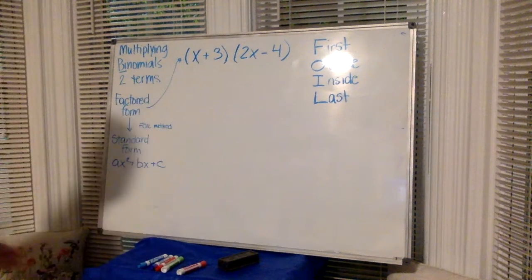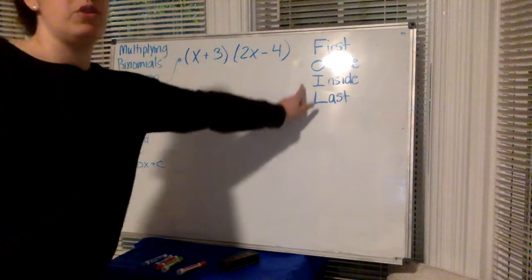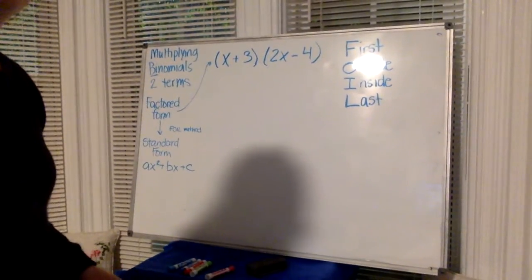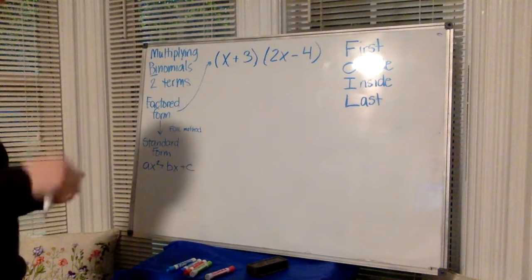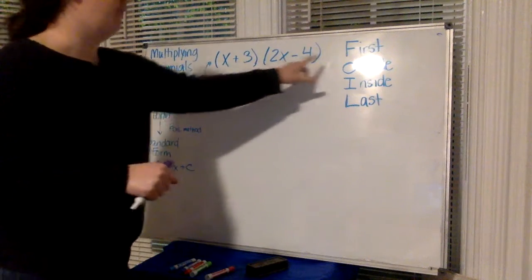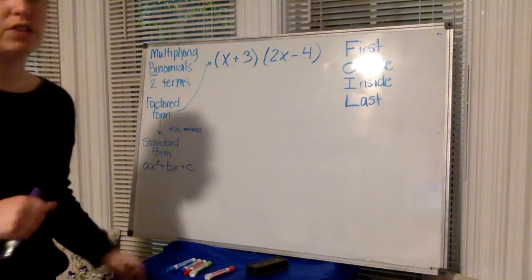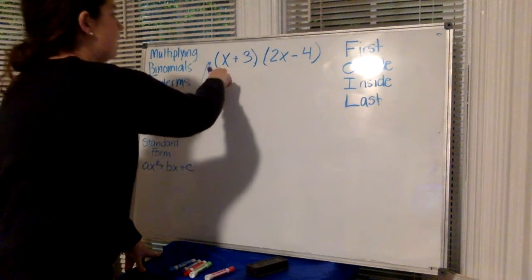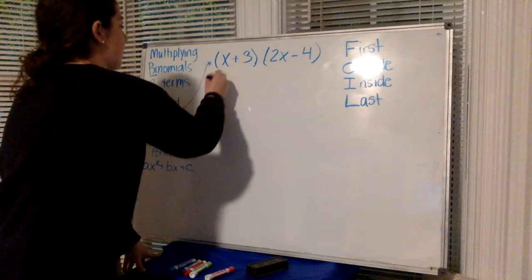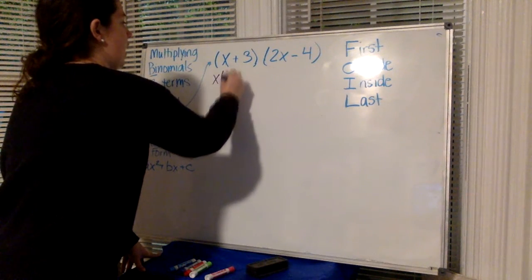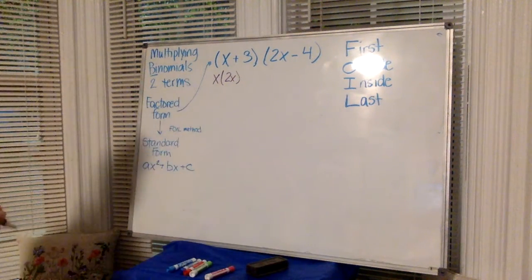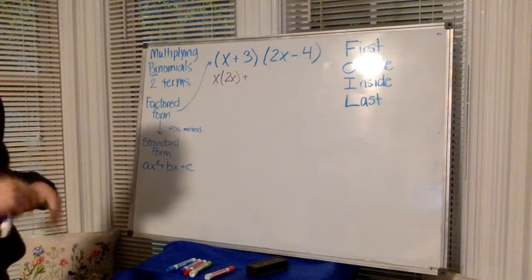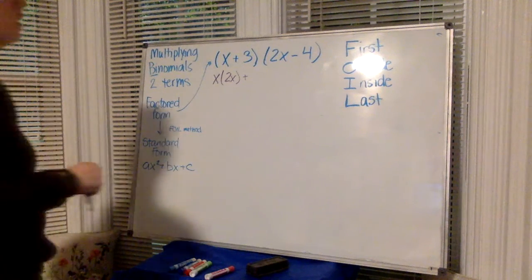So we're always going to be multiplying when we're using FOIL. So let's work through this. Our first step is to multiply our first terms. Our first terms in each binomial are x and 2x. So we're going to multiply x times 2x. Plus, we're going to attach everything here by adding. We'll worry about the signs after.